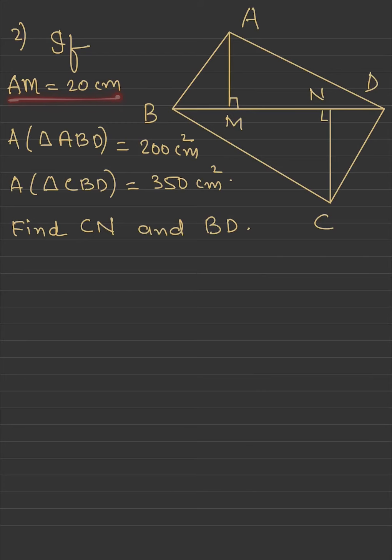AM is equal to 20 centimeters. The area of triangle ABD, the upper triangle, is 200 centimeters square, and the lower triangle is 350 centimeters square. Find the value of CN and BD. So let's start the solution here.